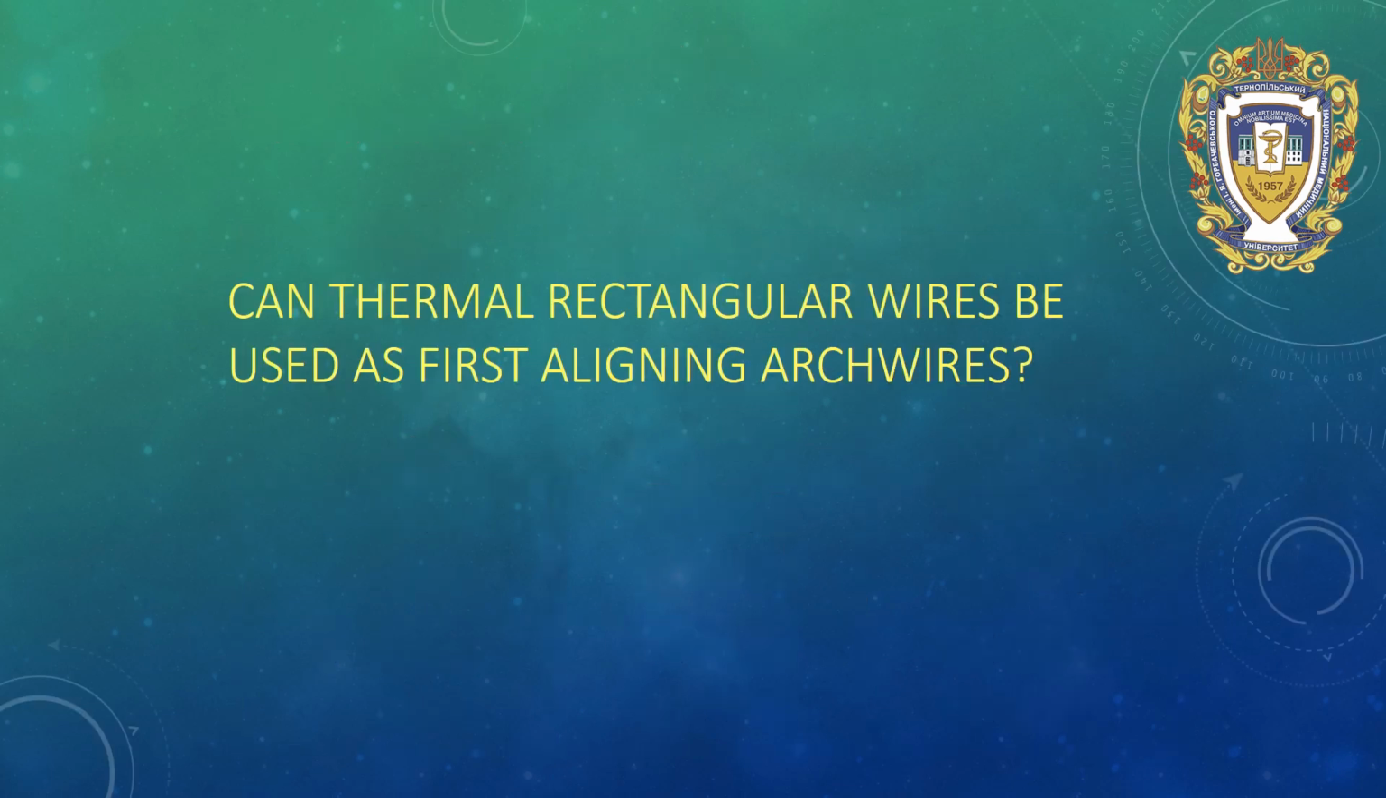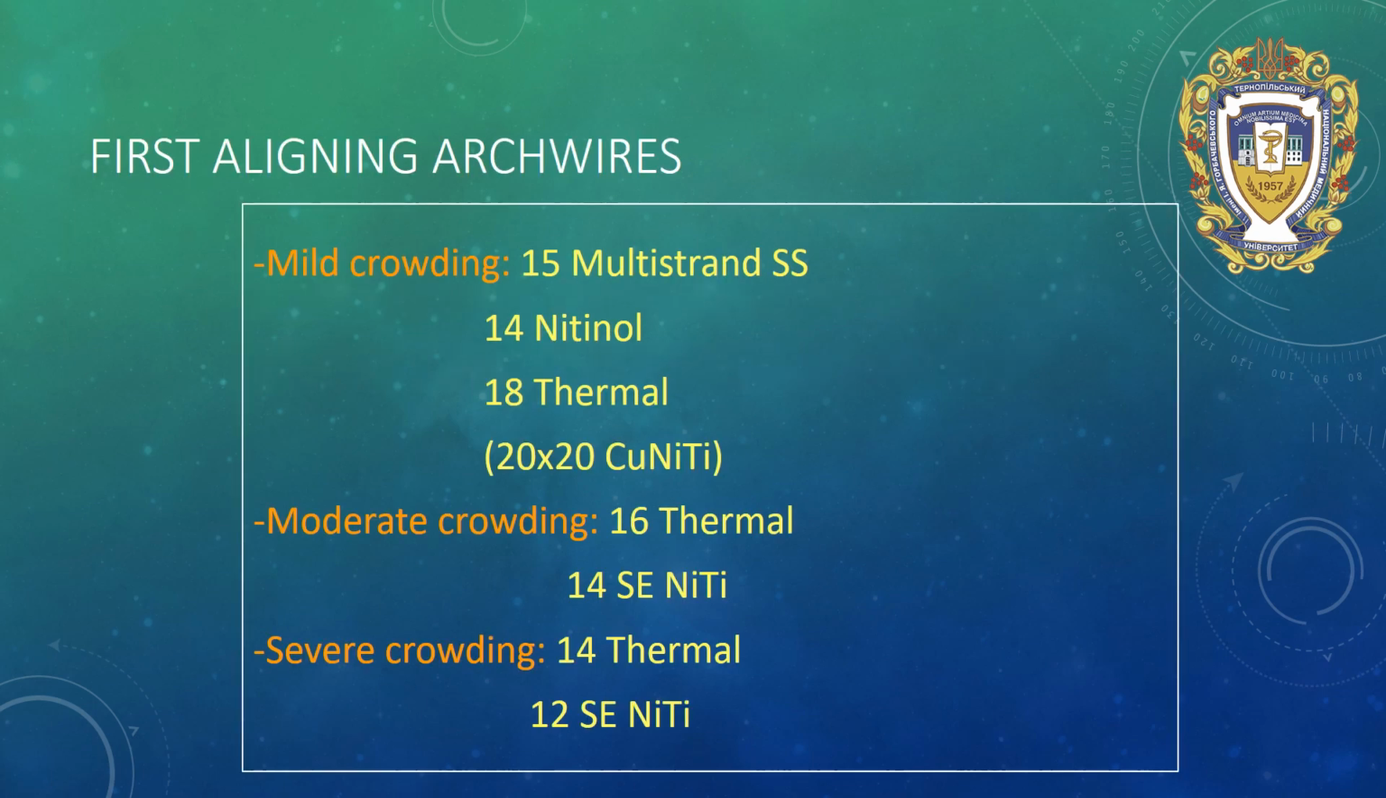Can thermal rectangular wires be used as first alignment wires? We know that first alignment wires are, as usual, 15 multi-strand stainless steel, 14 nitinol, 18 thermal nitinol, and 20 by 20 copper nitinol, with moderate crowding. 16 thermal, 14 superelastic thermal nitinol, and in patients with severe crowding, we need to use 14 thermal or 12 superelastic nitinol.